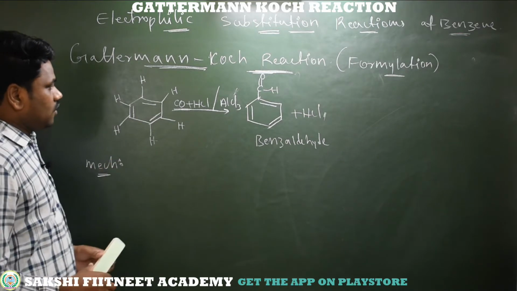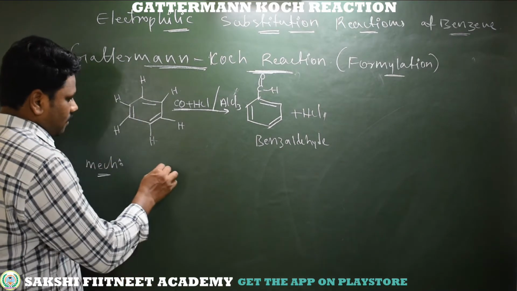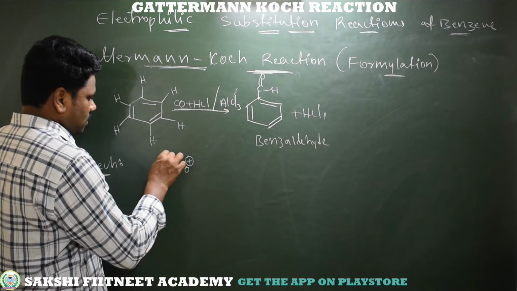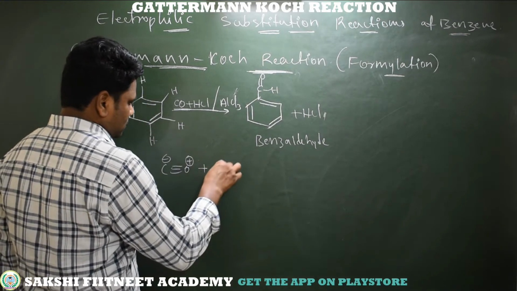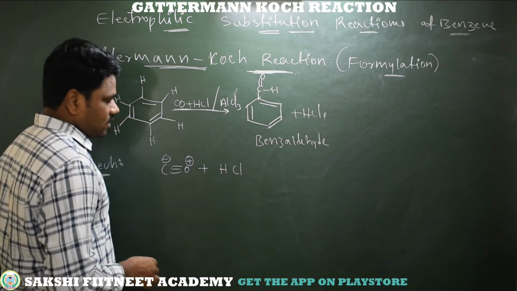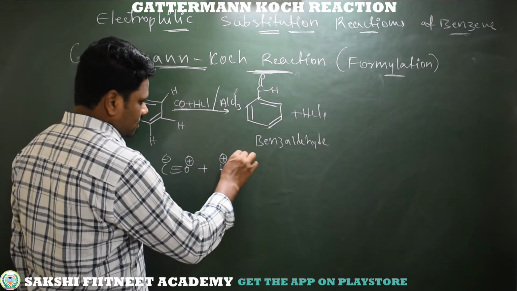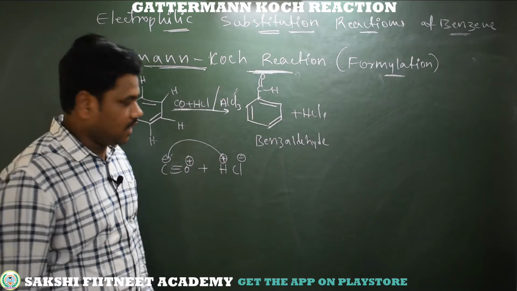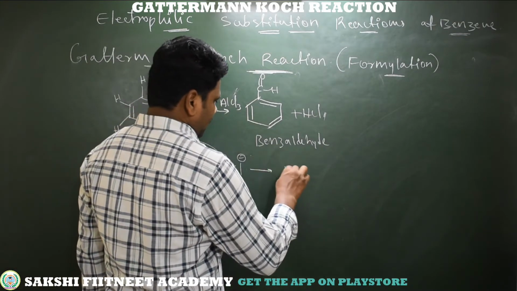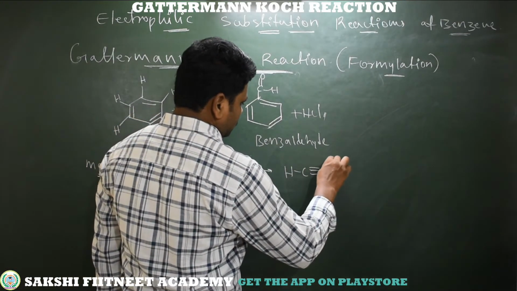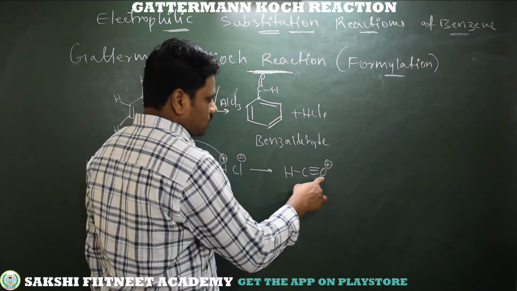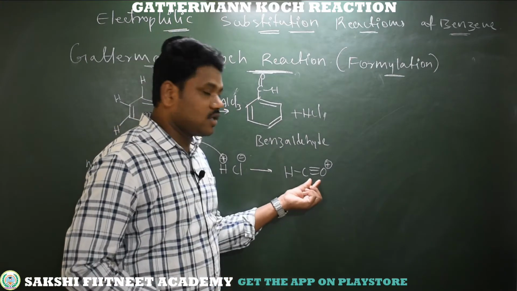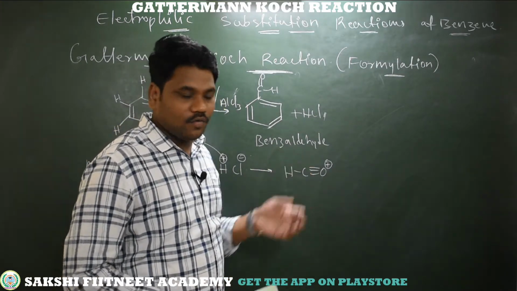See, first we need to generate the electrophile. For that I am taking here carbon monoxide. So this is carbon monoxide, oxygen with positive charge, carbon with negative charge. With this hydrochloric acid, which is HCl, decomposes into H plus and Cl minus. This H plus is abstracted by this carbon's non-bonding electrons. Then we are getting H-C triple bond O with positive charge. Carbon with oxygen, triple bond present. This carbon acts as an electrophile, but here 3 bonds are there, so the carbon shows more electrophilic nature.